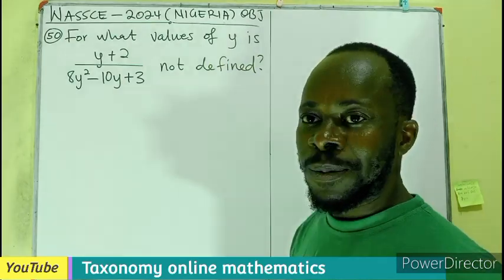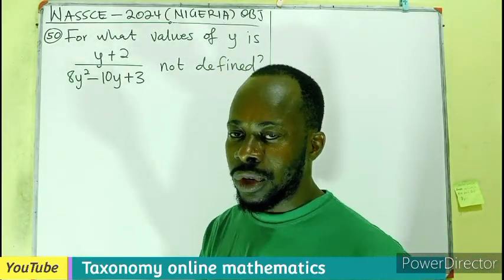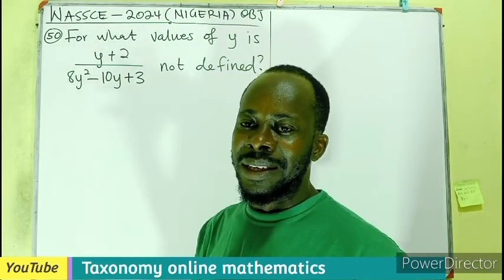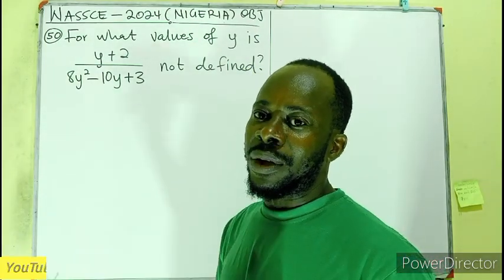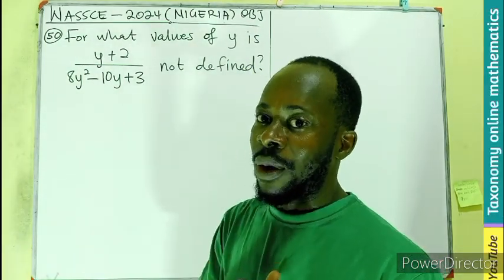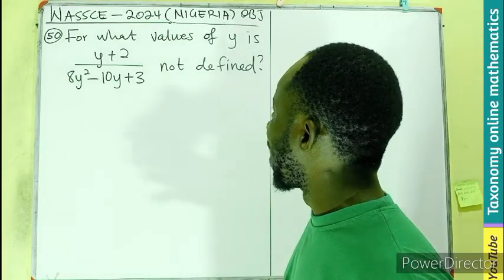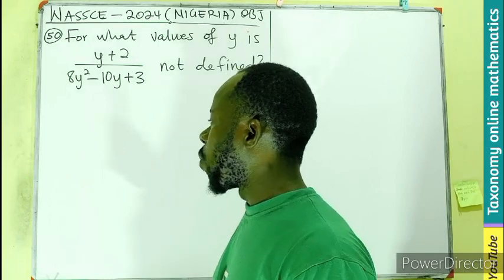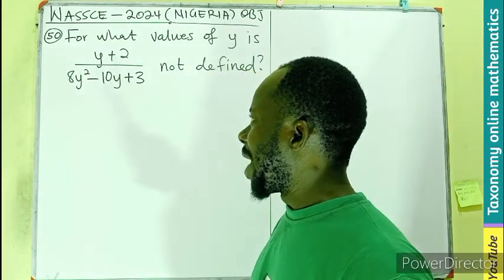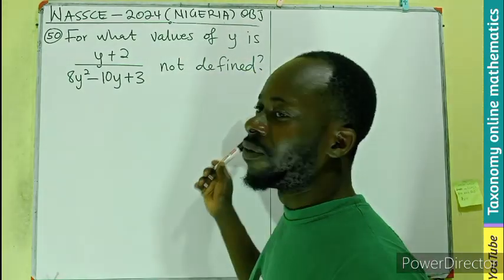This is WASSCE 2024 May-June edition written by the Nigerian. This question is on undefined algebraic expression or algebraic fraction. For what values of y is (y + 2) divided by (8y² − 10y + 3) not defined?